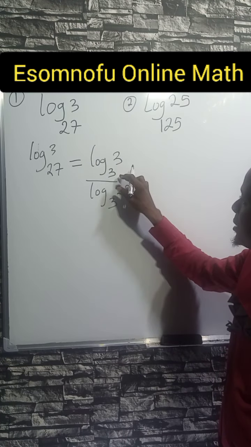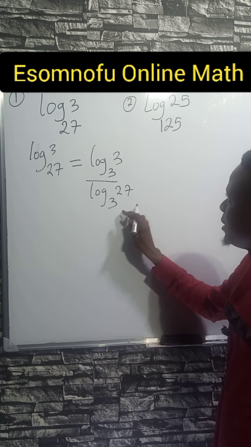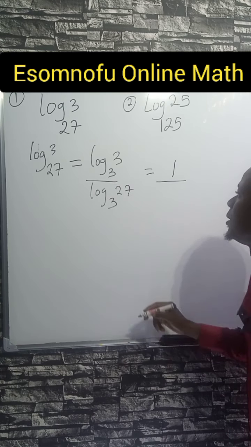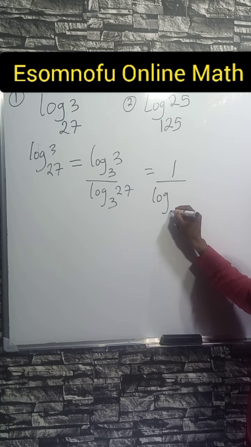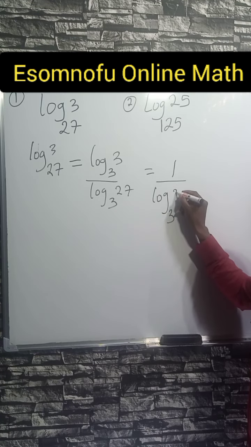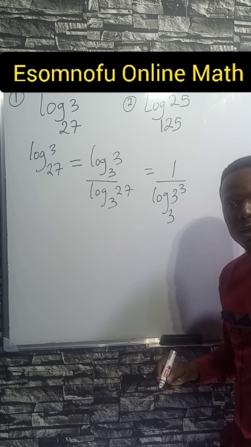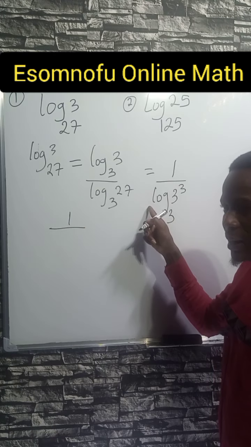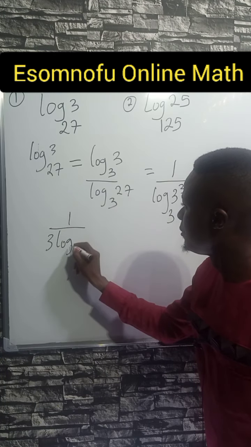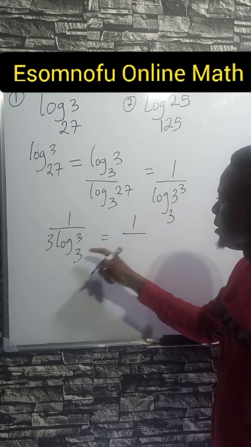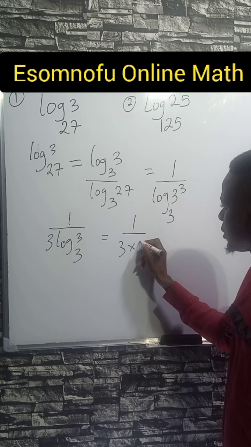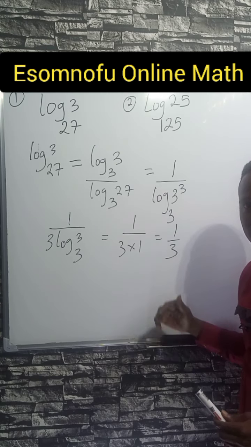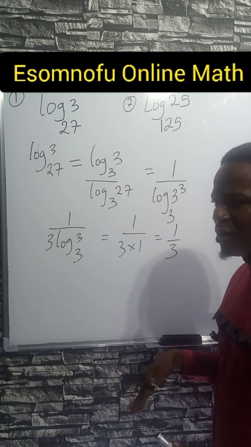So you have log 3 base 3 over log 27 base 3. Logarithm to its own base is equal to 1, so this is 1 over log 27 base 3. 27 can be seen as 3 to the power of 3, because 3 to the power of 3 will give us 27. Then we now have 1 over, the power comes to the front, so you have 3 logarithm of 3 to base 3, and log 3 base 3 will give us 1, so we have 3 times 1, and 3 times 1 will give us 3. You see that the third method gave us the same answer, 1 over 3. You can see that logarithm has so many methods of solving it.